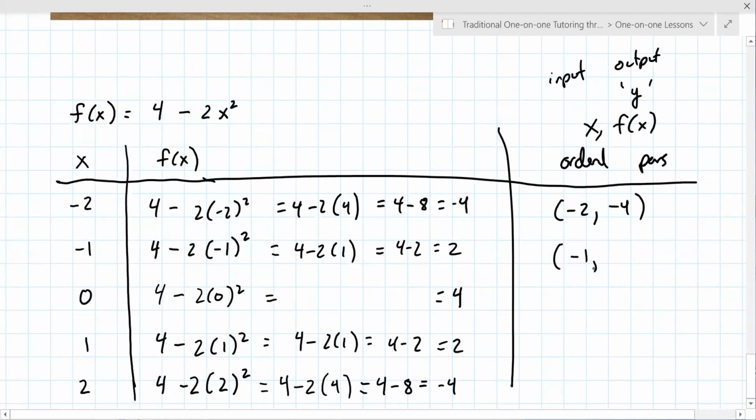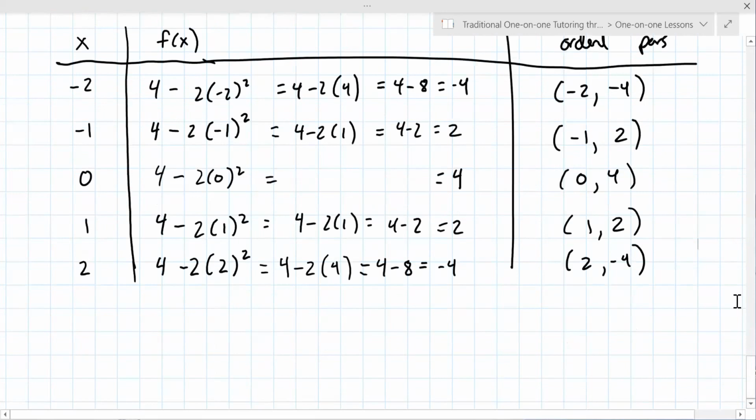Parentheses -1, comma 2. Now you don't have to say parentheses, believe it or not. You can just say the ordered pair 0 comma 4, because I know when you say ordered pair what to do. The ordered pair 1, 2, it's already implied. Maybe your teacher is telling you to say weird things, but if you just say the ordered pair 2, -4, I know to write this. So it's that special math speak, the language of math.